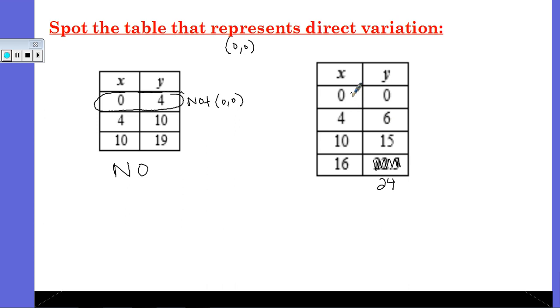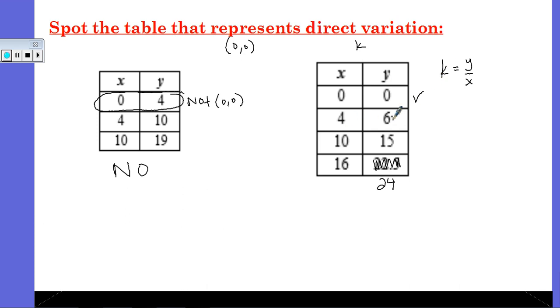Our first check is, do we see 0, 0? We do here, so that's nice. When I look at 0, 0 and I try to determine k, so the second thing is we need to figure out k. Remember, k is equal to y over x. I don't use 0, 0 for that because one, I can't divide by 0, and two, anything times 0 is 0, so that k value could be any number.